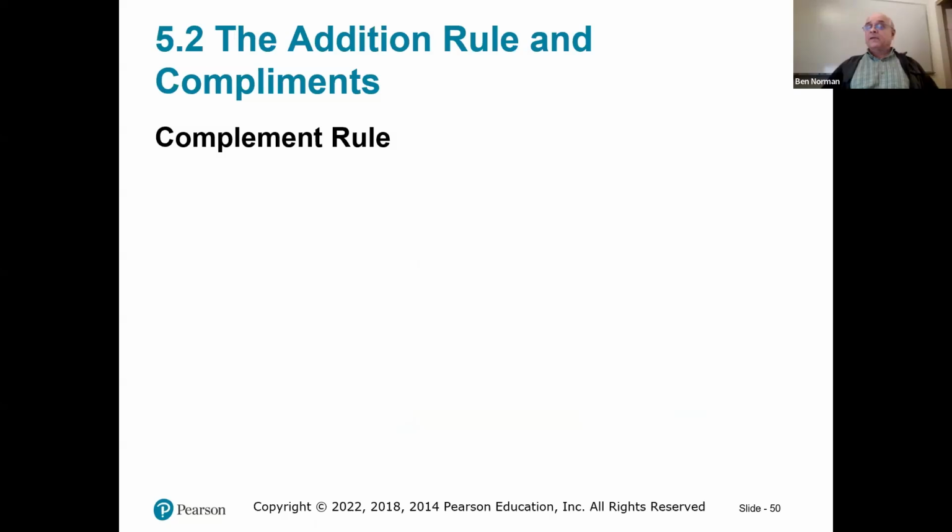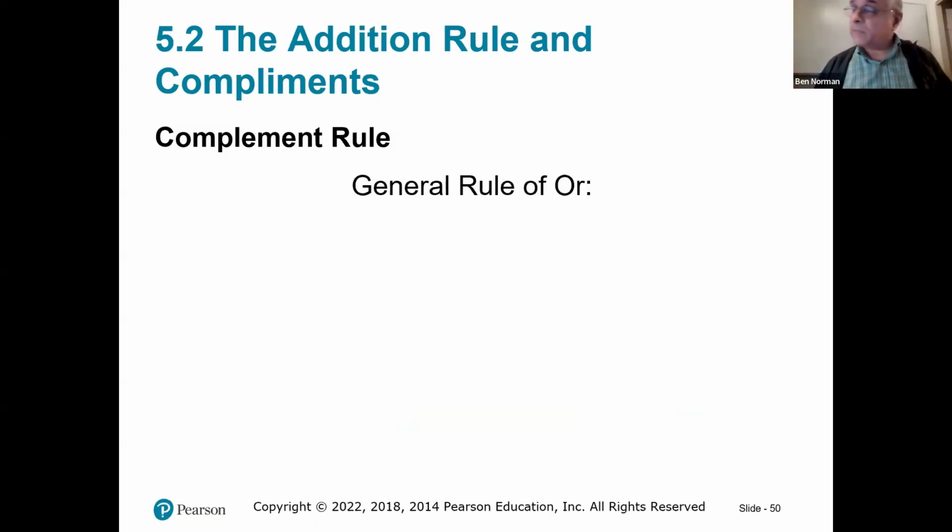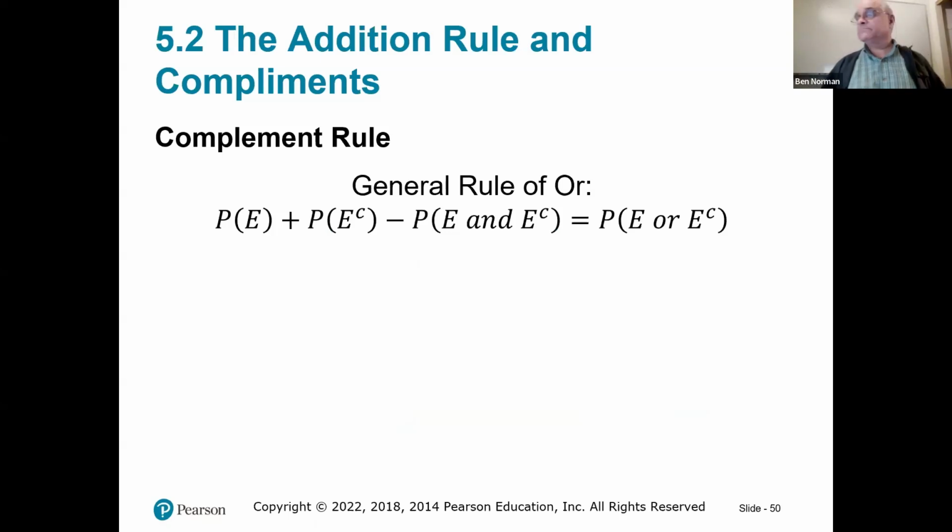So that's another rule. But remember those comments I mentioned, that E and EC are mutually exclusive, and E and EC put together create the whole space. Complement rule. If we look at the general rule of OR, we have this: the probability of E or EC is the probability of E plus the probability of EC minus the probability of E and EC. Remember what I said, the general rule of OR applies to any two groups. Doesn't matter if they overlap or not.